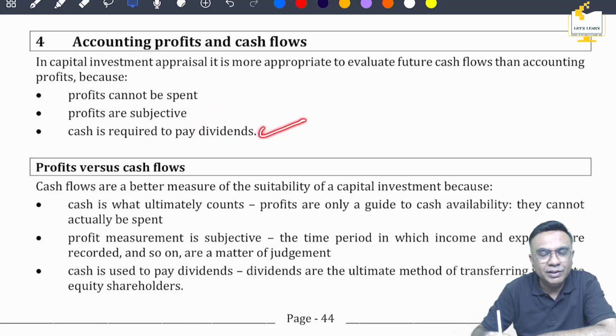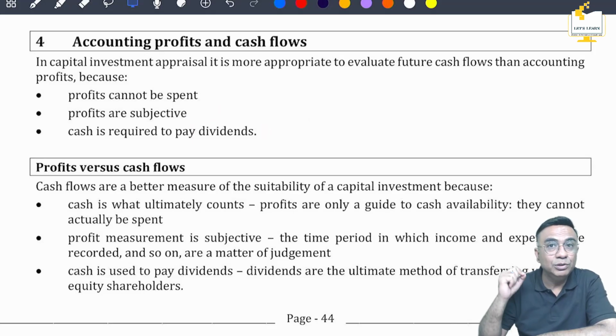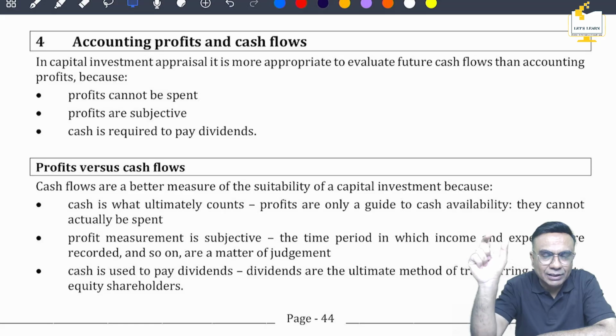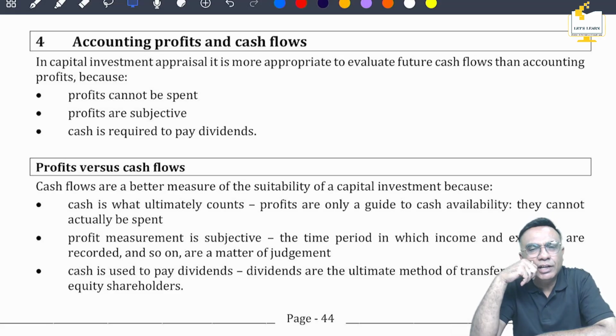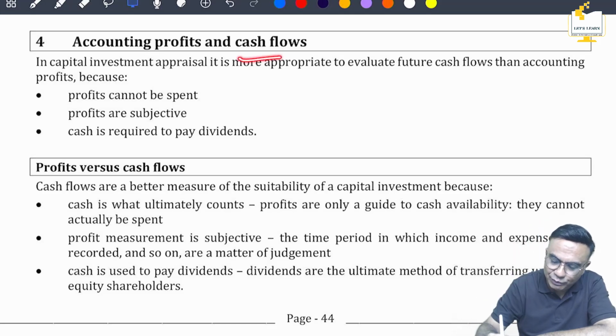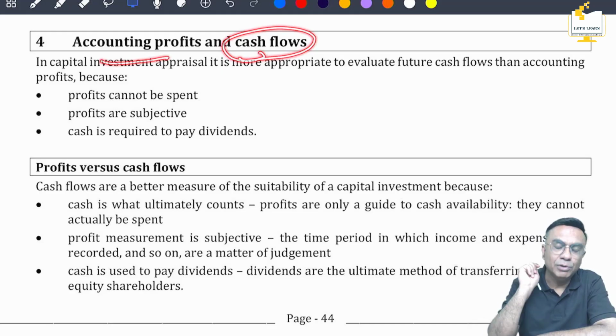Cash is required to pay dividend. The company has to pay dividend to the shareholders. For that, the company requires cash. Only profit is not enough. Say for example, the company's net profit after tax, PAT, is say $1 lakh. Now the company wants to declare a dividend, but if the company doesn't have cash, then what is the point of declaring the dividend? So book profit, net profit after tax, is not enough to pay the dividend. We need cash. So cash flows are more important as compared to accounting profit.